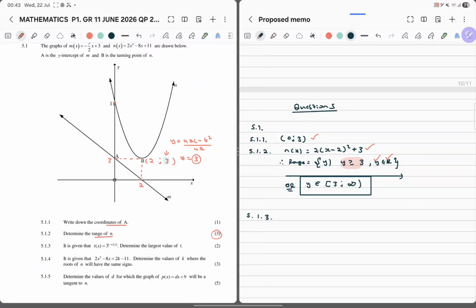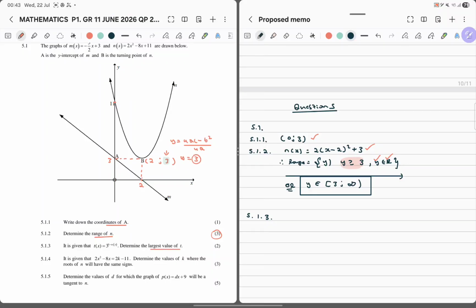Now, if it is given that t of x is 3 to the 1 minus n of x, determine the largest value of t.